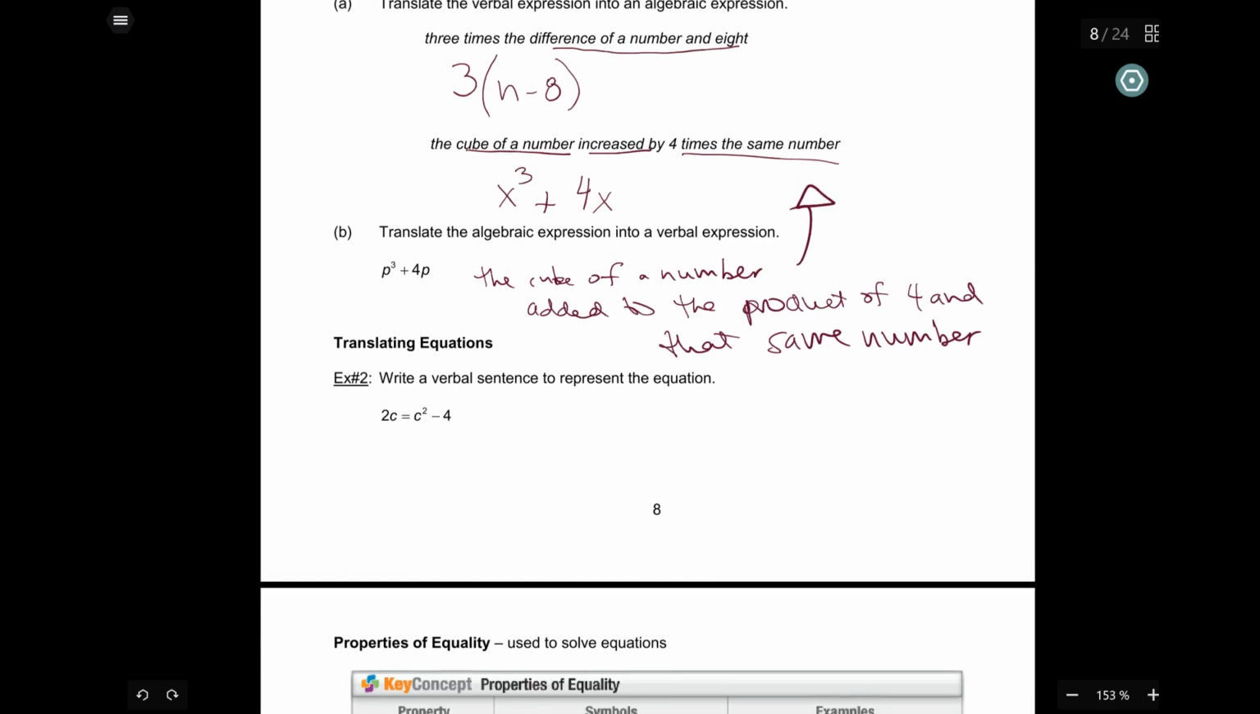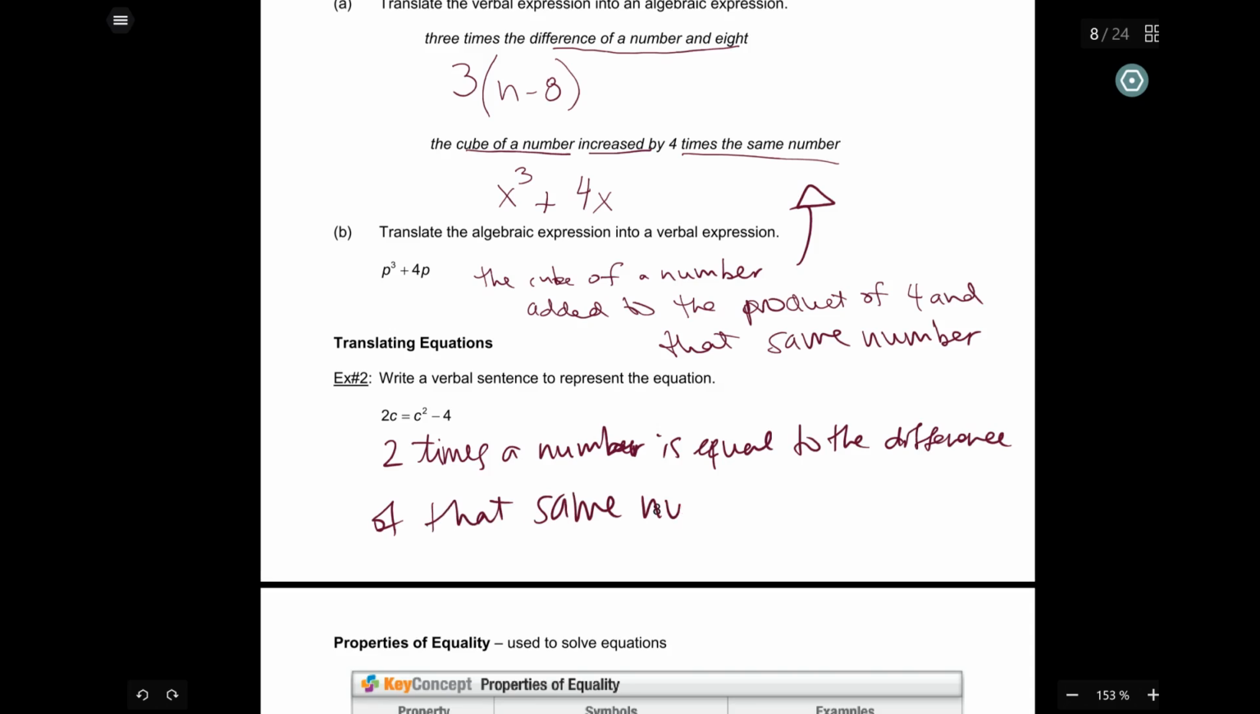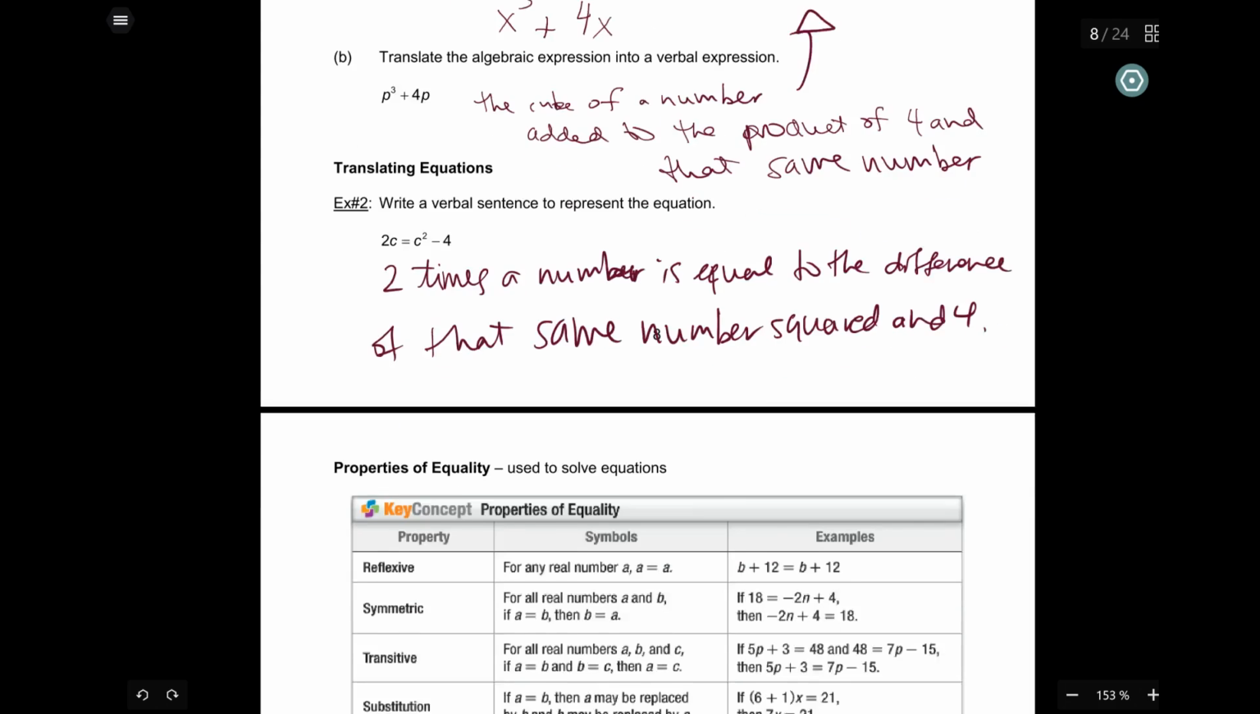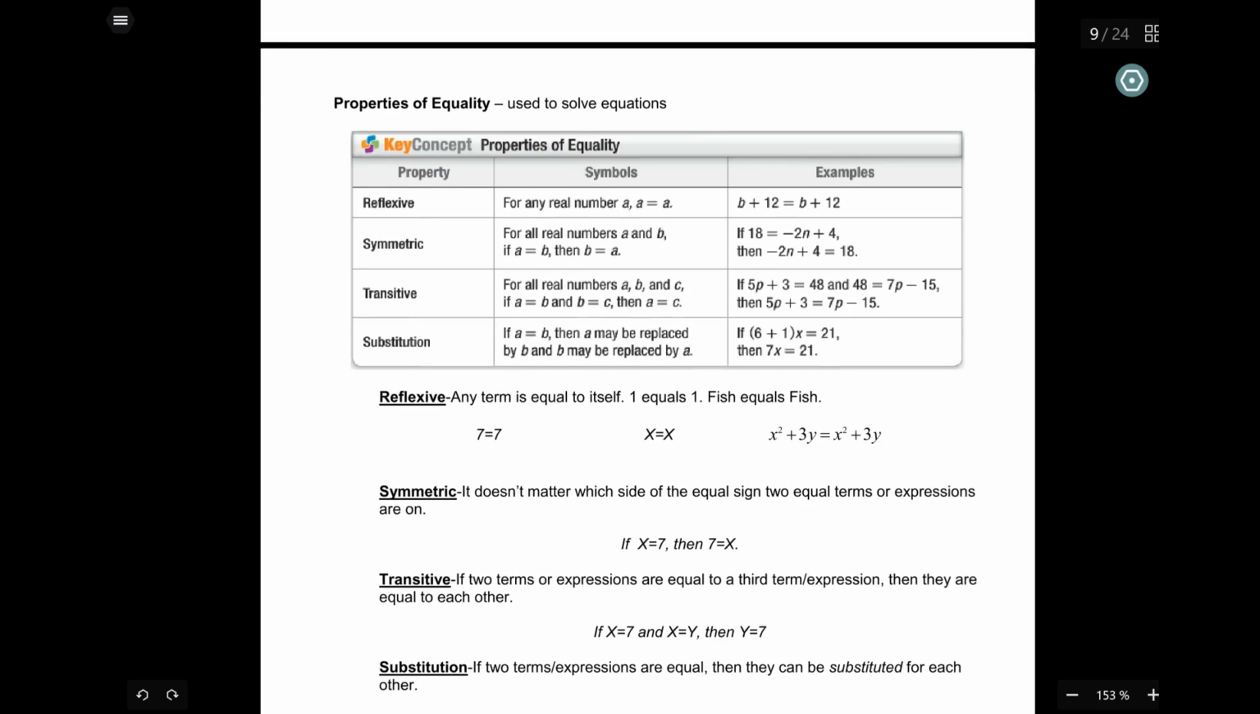Alright, translating equations, write a verbal sentence to represent the equation. 2 times the number is equal to the difference of that same number squared and 4. So that works. Alright, properties of equalities used to solve equations.